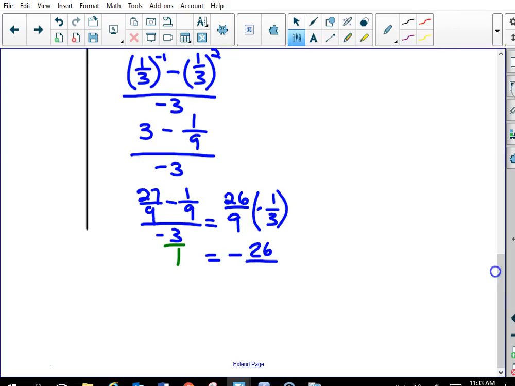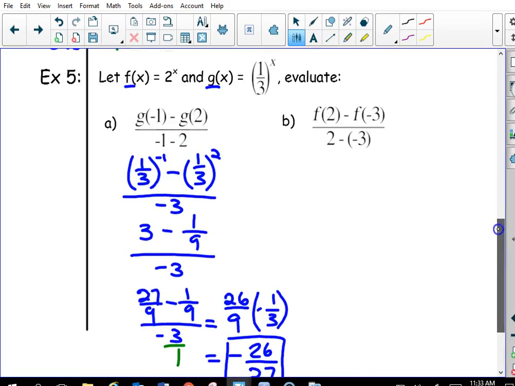And all of these problems will turn into these weird fractions. All right, let's take a look at the last one. We're using f, so f of 2 is 2 squared minus f of -3 to the -3rd over 2 minus a -3, which turns into 5.